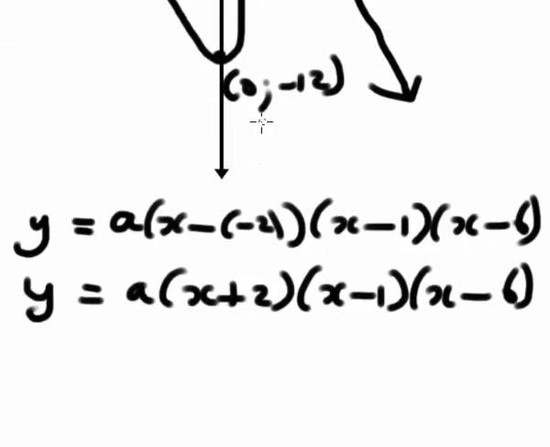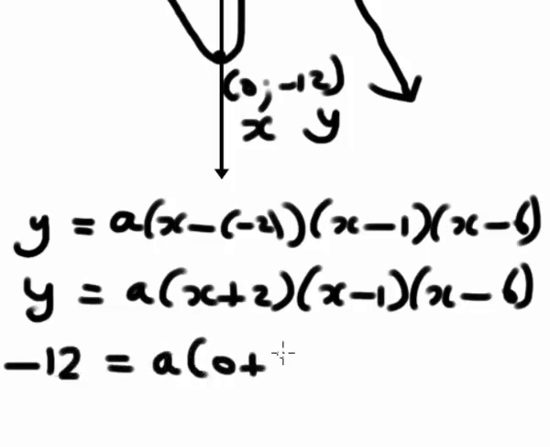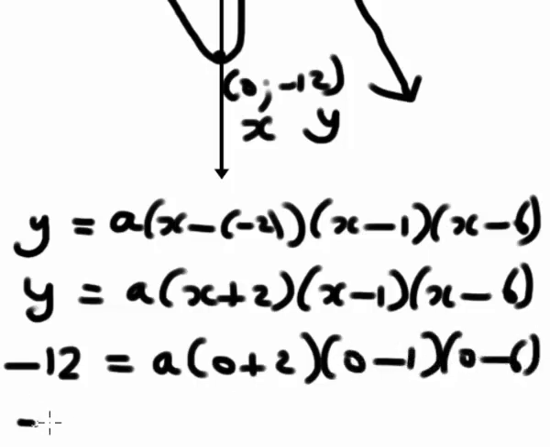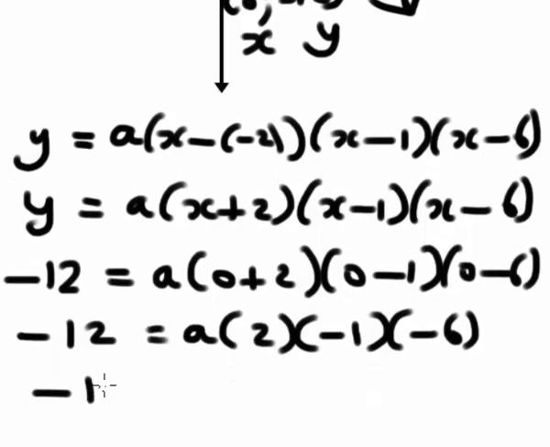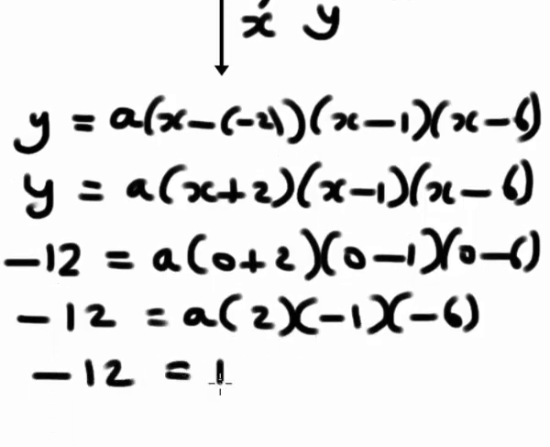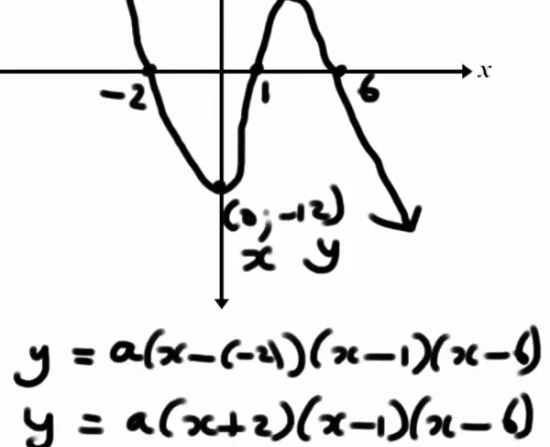And then you isolate an x and a y on the cubic, which happens to be 0 and -12. So let's put -12 in for y. The x goes 0. So -12 is going to give you a multiplied by 2 by -1 by -6. So -12 is positive 12a. Negatives cancel. 2 times 1 times 6 is 12. So a is equal to -1, which makes sense because the shape looks something like that.